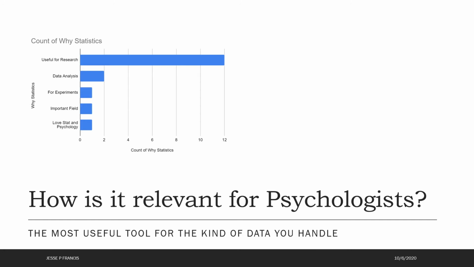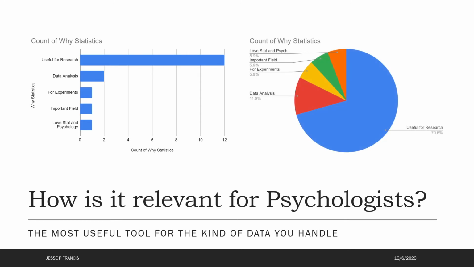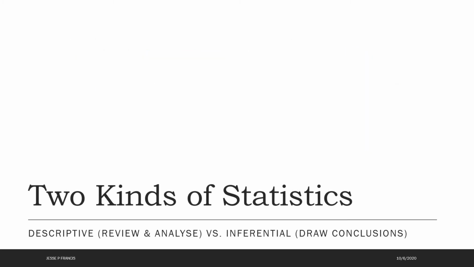Now, before I go to the next slide, let me show you the same information in a different way in a pie chart. So, this is the advantage of statistics. It helps psychologists take their research forward and gives them a scientific framework for their research. Going forward, there are two kinds of statistics. One is descriptive, where we try to describe the data set in our hand, and another is inferential, where we try to draw conclusions from the data which we described earlier.